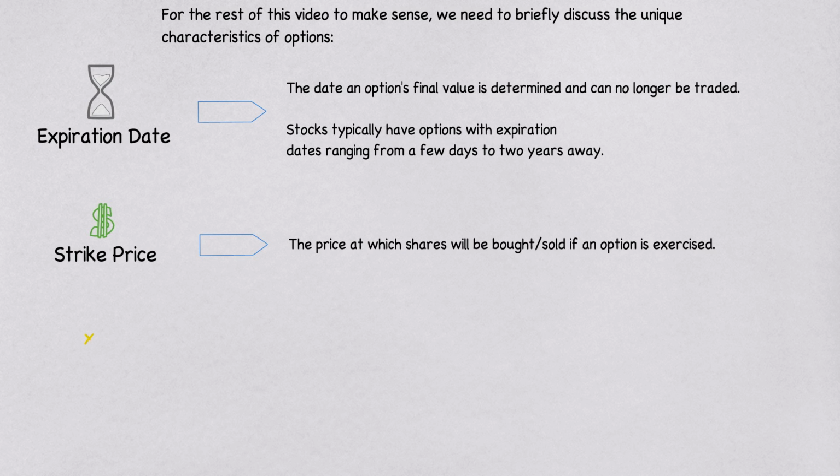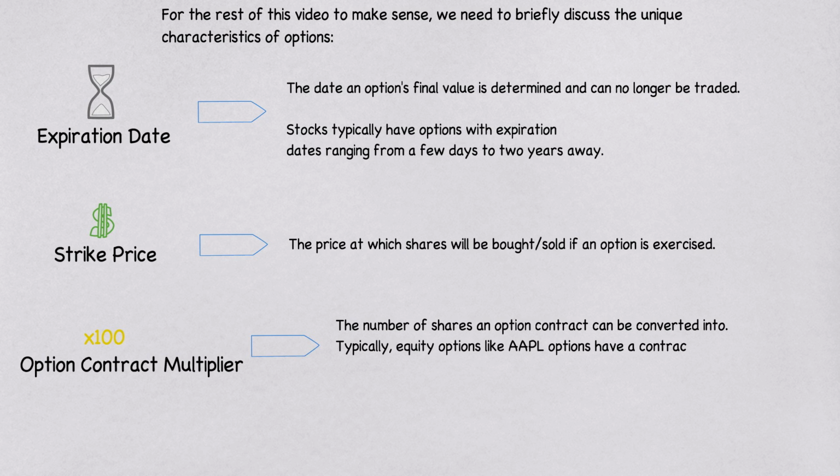Now, the last characteristic that we need to talk about is called an option contract multiplier, which in the simplest terms is the number of shares that the option contract can be converted into if that option is exercised. Now, for the most part, most options will have an option contract multiplier of 100, which means that the option can be converted into 100 shares of stock if it is exercised.